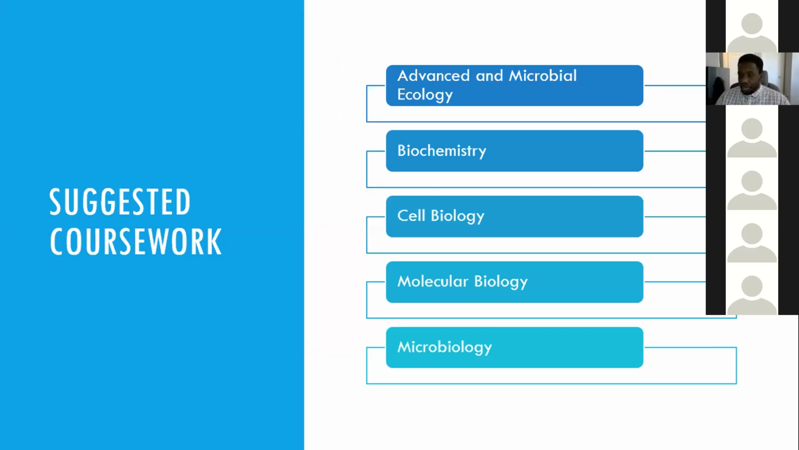So I went through a lot of literature and determined that several basic biology courses can be taken in order to achieve a better grasp on the concept of biomimicry. As shown in this slide, you can see advanced and microbial ecology, a course that would detail how different biological systems work together, biochemistry, cell biology, molecular biology, and microbiology.